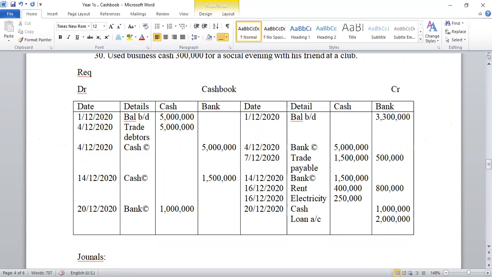Right, kindly mute. So like I already told you, with the cash book, they are only interested in the single entry in one transaction, in one entry.